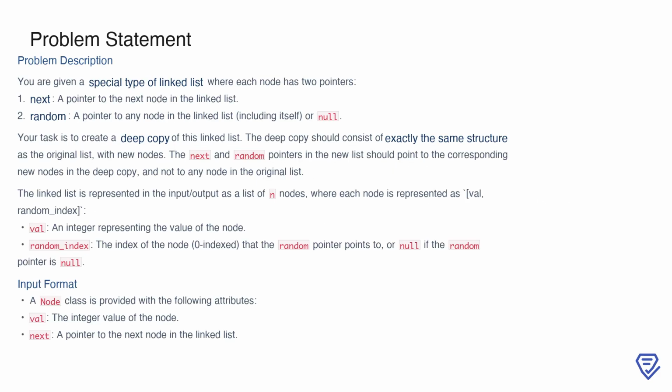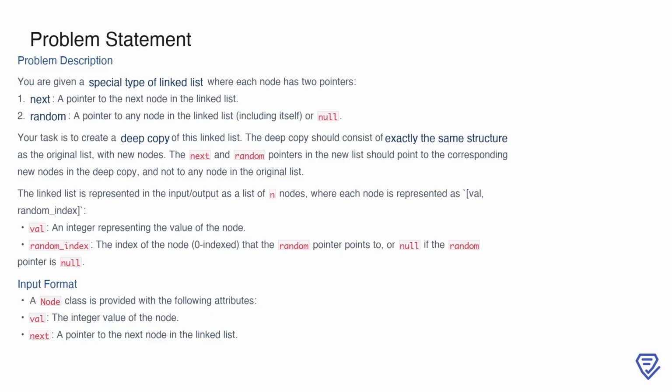In this problem, we are working with a special type of linked list where each node has two pointers. The first pointer, called next, connects the node to the next node in the list, forming a sequence. The second pointer, called random, is unique because it can point to any node in the list, including the node itself, or it can be null. The task is to create a deep copy of this linked list.